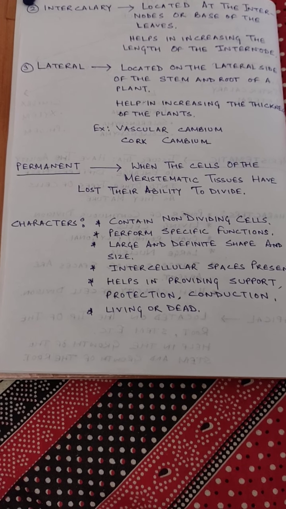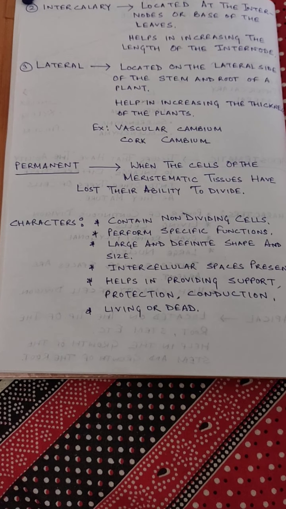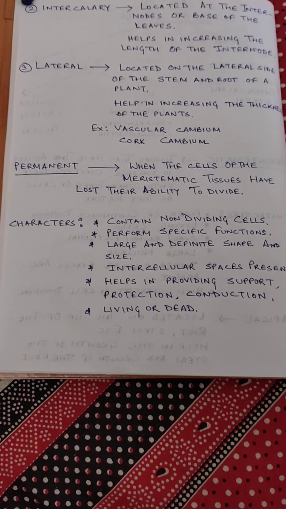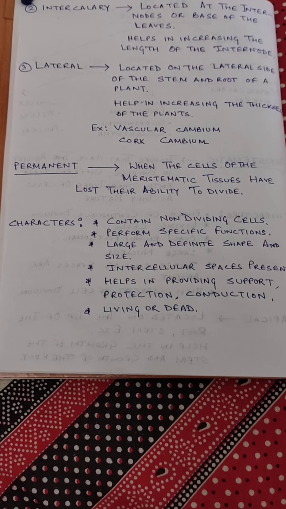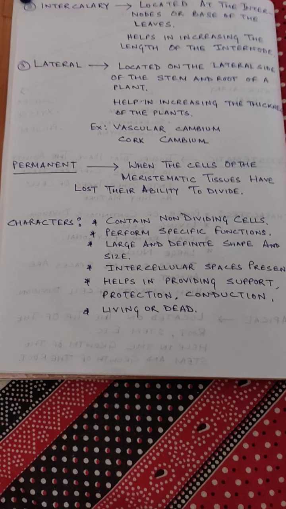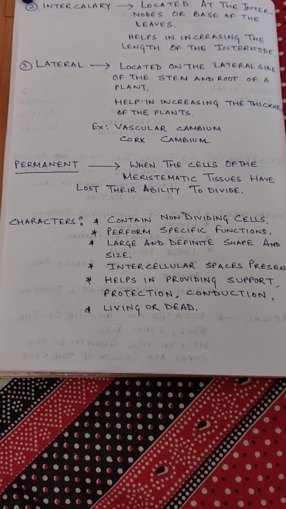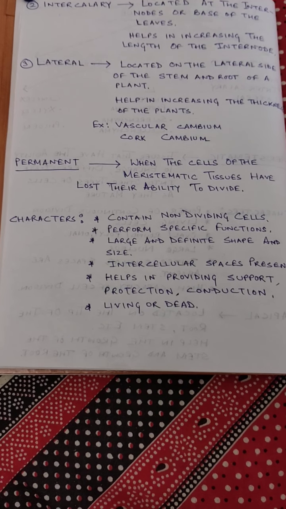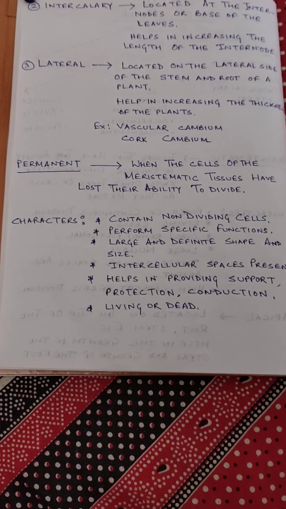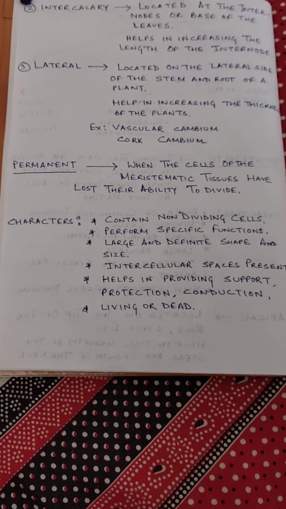Now again, I have jotted down some of the characters very briefly. It contains non-dividing cells, performs specific functions, large and definite shape and size, intercellular spaces present, helps in providing support, protection, and also conduction. Conduction, xylem and phloem, I hope you all have heard about these two tissues. So permanent tissues can also be found in xylem and phloem partially, and there it helps in the conduction. We'll come to that. And also it can be living or it can be dead.